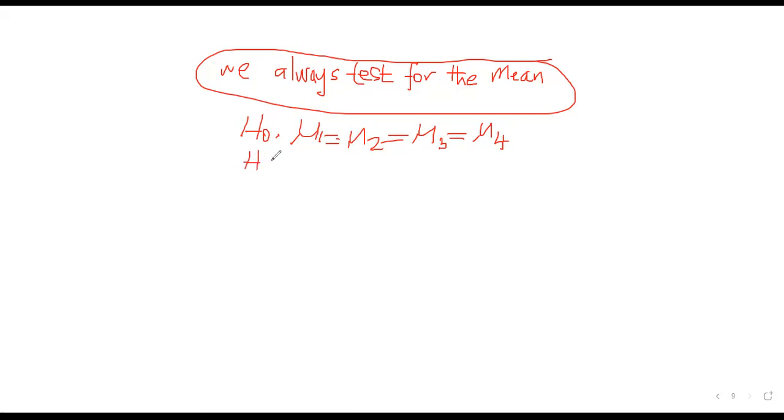Then this H alternative, which is H1 or HA, we are simply saying at least one of them is different. Okay. So this is it on the aspect of testing. So we always test for the mean as we are looking at analysis of variance.